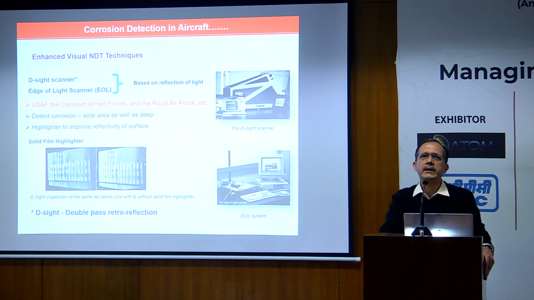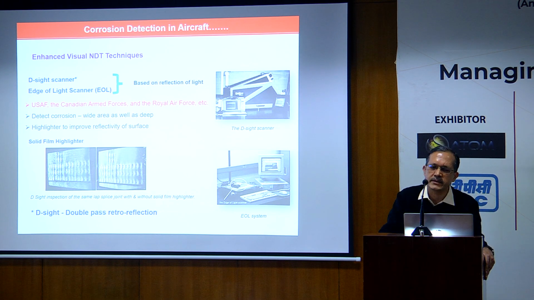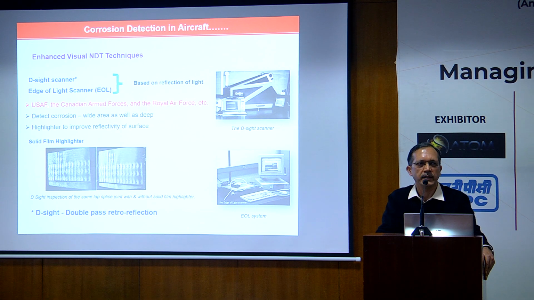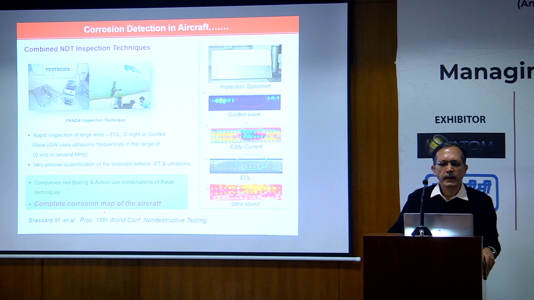Now, of course, there have been a large number of efforts to use light reflection based technologies such as D-sight scanners. We call it double pass retro reflection, as well as the edge of light scanners, which are being used widely by the US Air Force, the Canadian Armed Forces, as well as the Royal Air Force of the UK to detect corrosion in their fleet, especially the military aircraft.